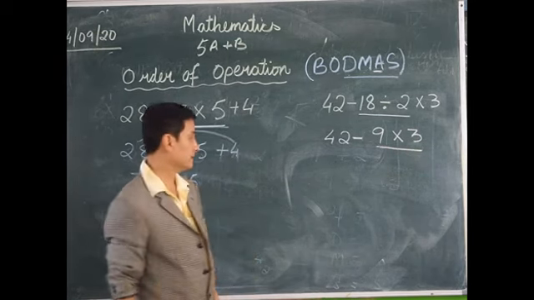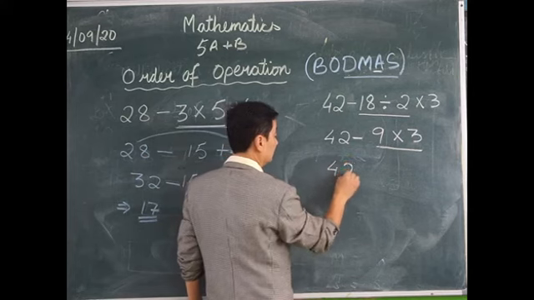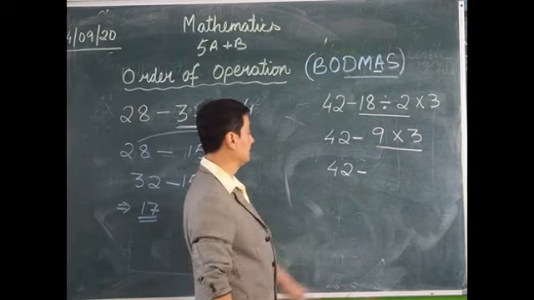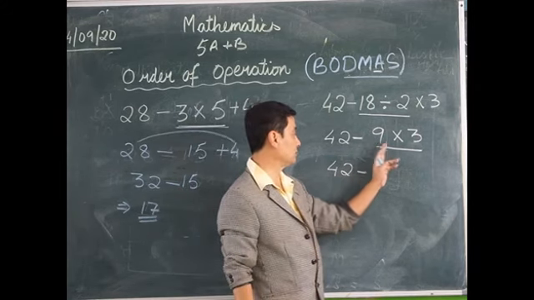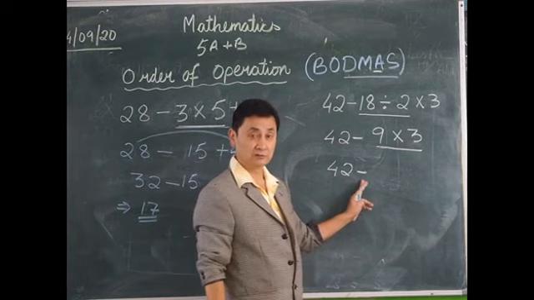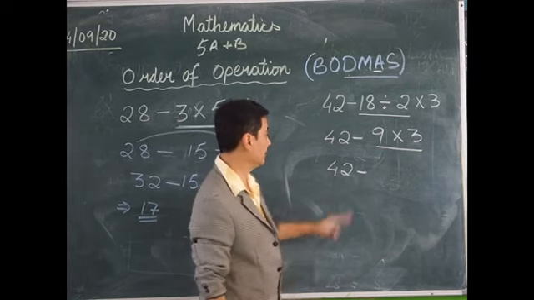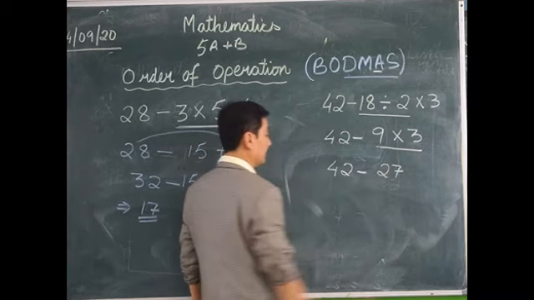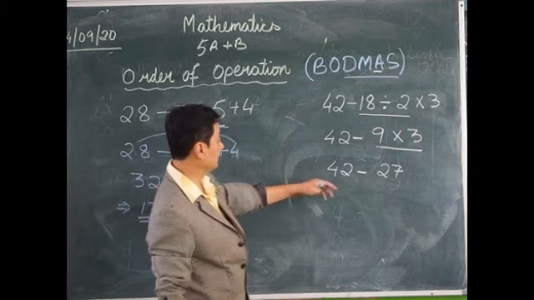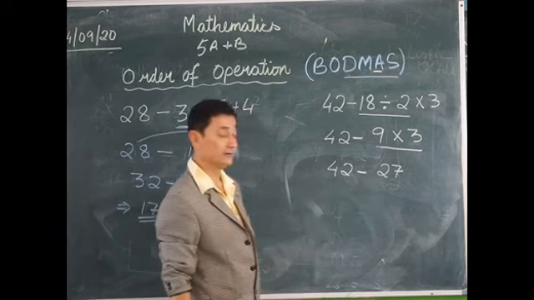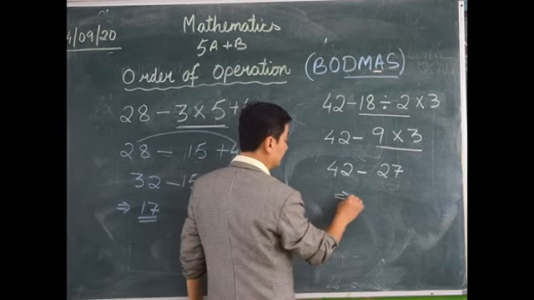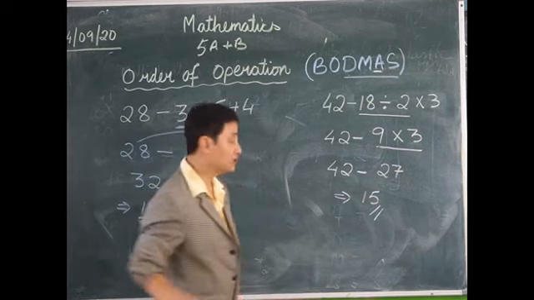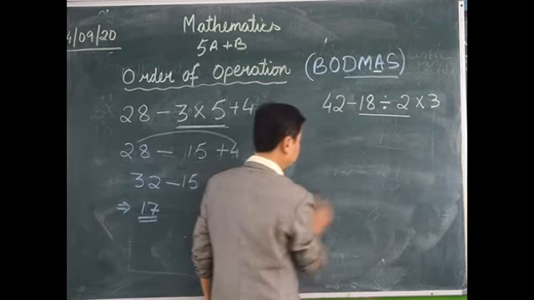Okay? So 42 minus sign. Whenever you multiply, whatever sign is here comes here. So 9 3s are 27. Now we are at subtraction. 42 minus 27. Answer: 15. It's so easy, but you must follow the steps.